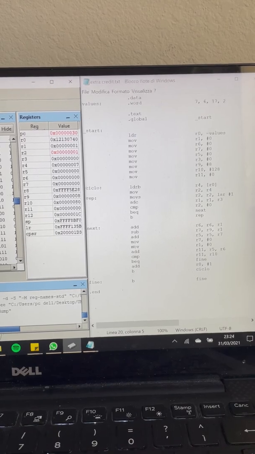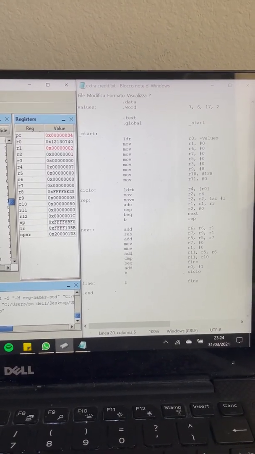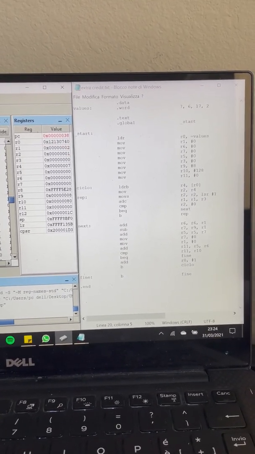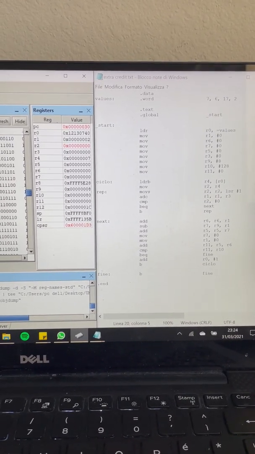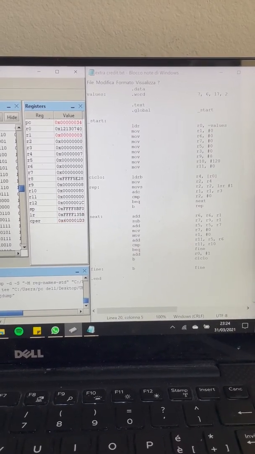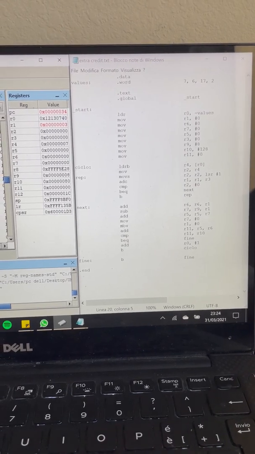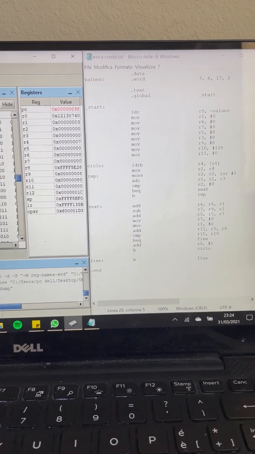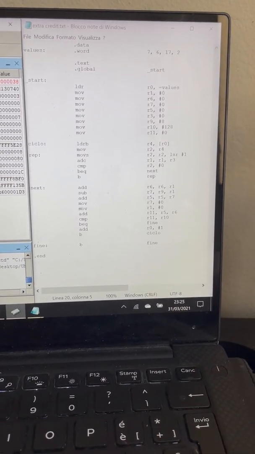So 3 becomes 1, there's still 1 carry bit, so R1 will now be 2. And now keep going, we divide R2 again by 2, so it will be 0, carry bit 1, so R1 will now be 3. Now it will compare R2. R2 is equal to 0, so it will go to the next label, to the next branch instruction.